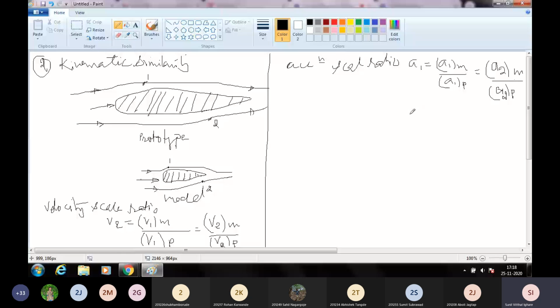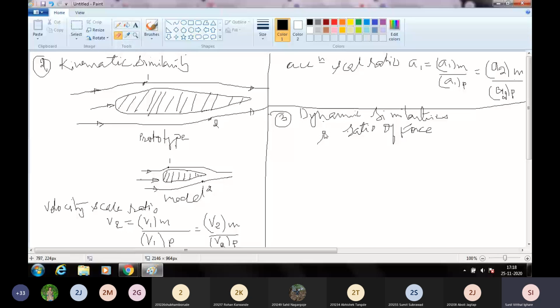Then the last is dynamic similarity. We just complete it in 1 or 2 minutes. The last thing is dynamic similarity. Okay. So dynamic similarity is a ratio of all the forces acting at the homogeneous points. So actually, it's a ratio of forces. Okay, so this we say as the dynamic similarity.